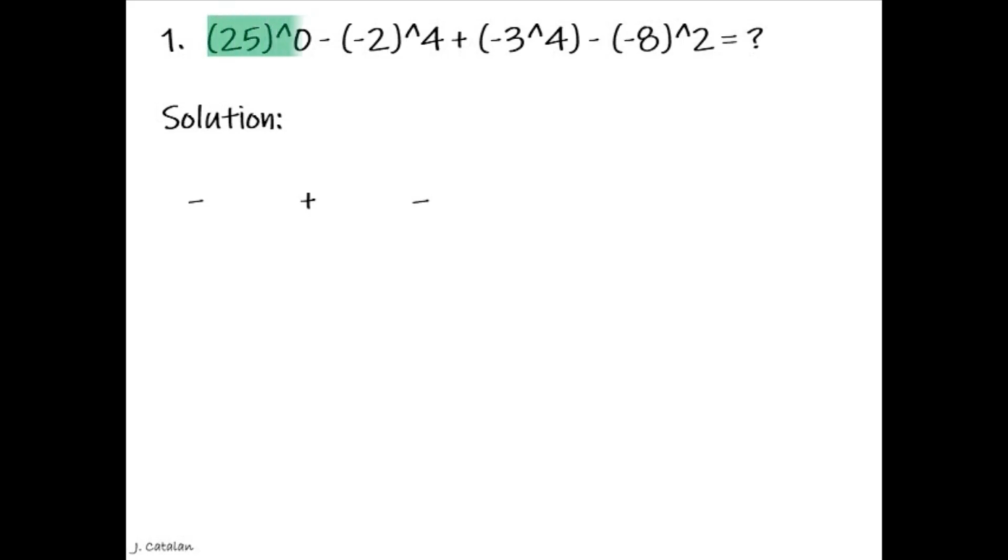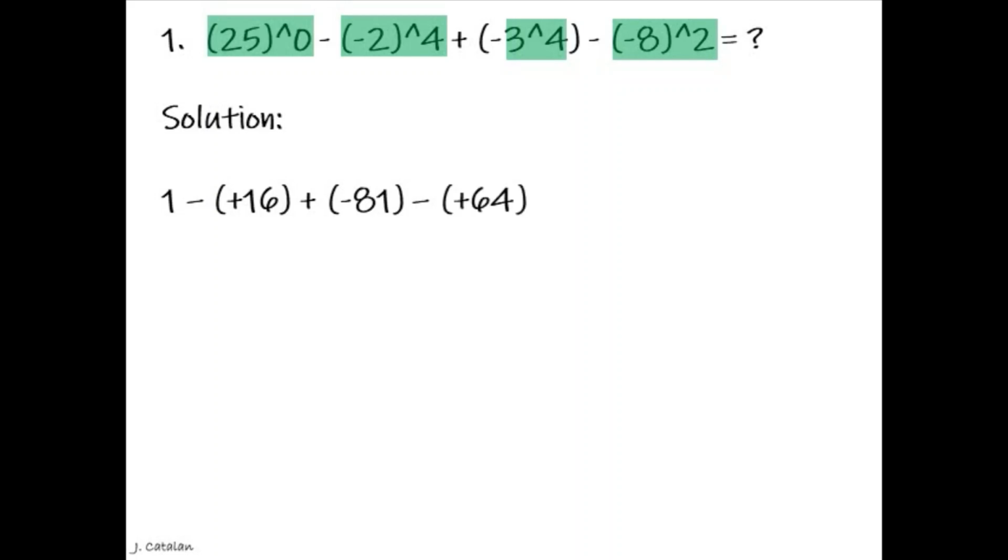25 to the power of 0 is equal to 1. -2 to the power of 4 is equal to 16. 3 to the power of 4 is equal to 81. Only 3 here has an exponent of 4, the negative sign is not included. -8 squared is equal to 64.